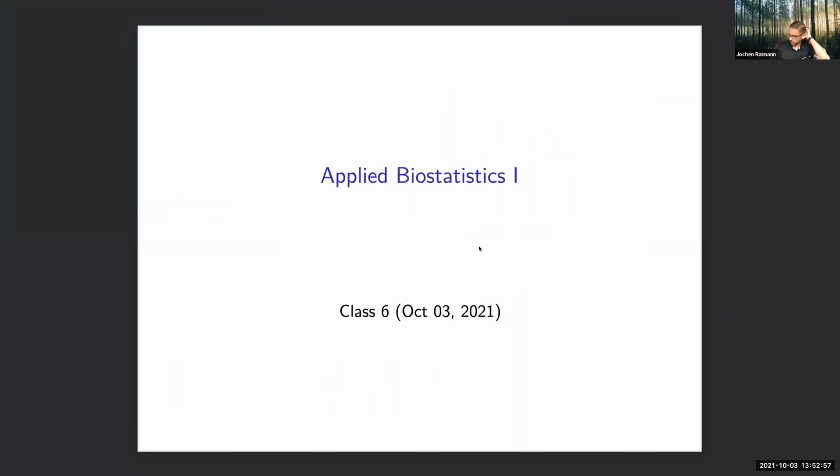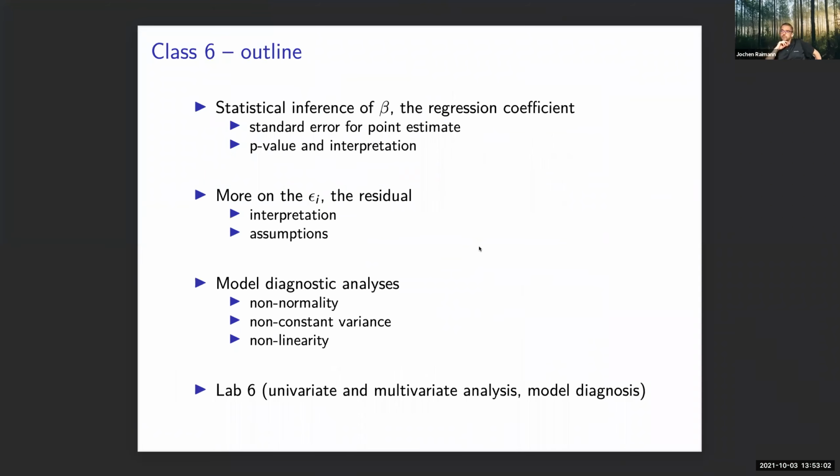All right, so back to applied biostatistics. Today is October 3rd. We will be talking today about statistical inference of the beta, the regression coefficient. We will be discussing the standard error for the point estimate. We will be discussing p-values and their interpretation in the context of regression models. We will also talk about the residual error and the interpretation and the assumptions made and applicable to the diagnosis of residuals.